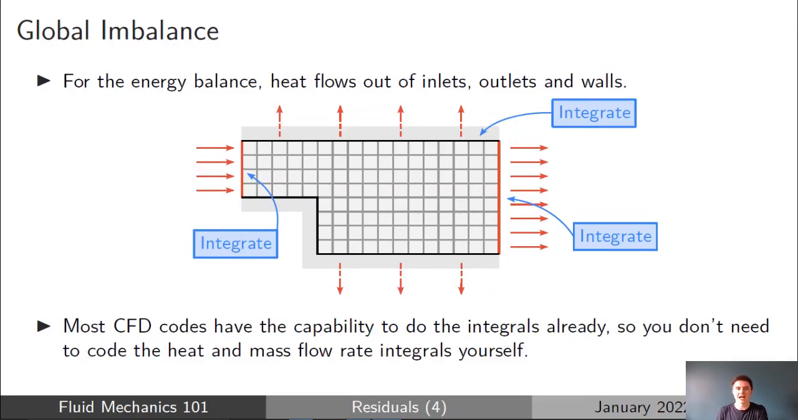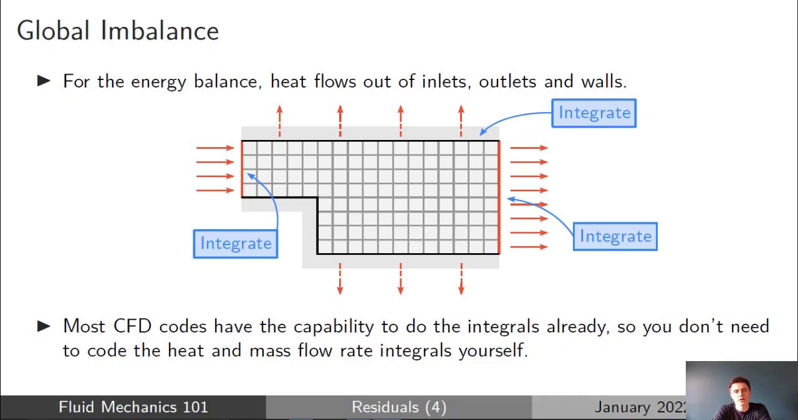Now, for energy you have to do a little bit more thinking than for mass, because of course mass can only leave the domain through inlets and outlets. It can't pass through walls because we have the no penetration condition on velocity. But for energy imbalances, you need to think a bit more about your surfaces and what you have. You would want to know the heat being advected into your domain across your inlets, also across your outlets, and then also through your walls that are not adiabatic. You also can be losing or gaining heat through those walls as well.